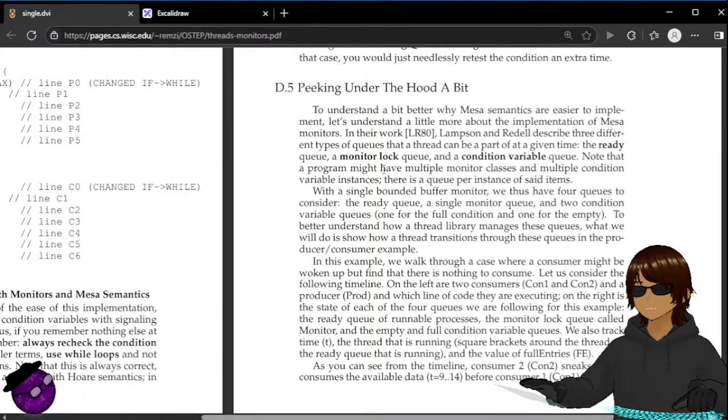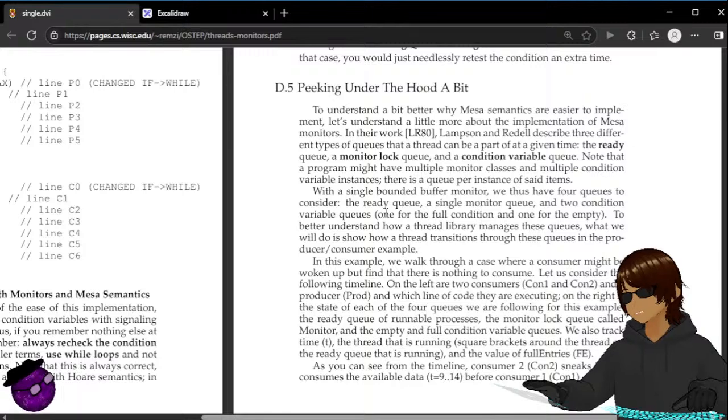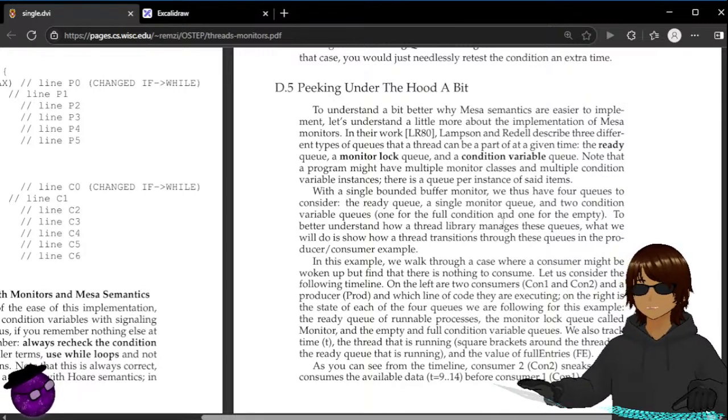To understand a bit better why Mesa semantics are easy to implement, let's understand a little more about the implementation of Mesa monitors. In their work, Lampson and Redell describe 3 different types of queues that a thread can be part of at a given time: the ready queue, a monitor lock queue, and a condition variable queue. Note that a program might have multiple monitors, classes, and multiple condition variable instances. There is a queue per instance. For a single bounded buffer monitor, we thus have 4 queues to consider: the ready queue, a single monitor queue, and two condition variable queues, one for the full condition and one for the empty.